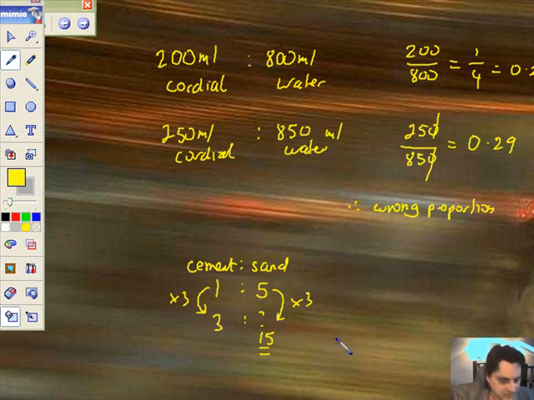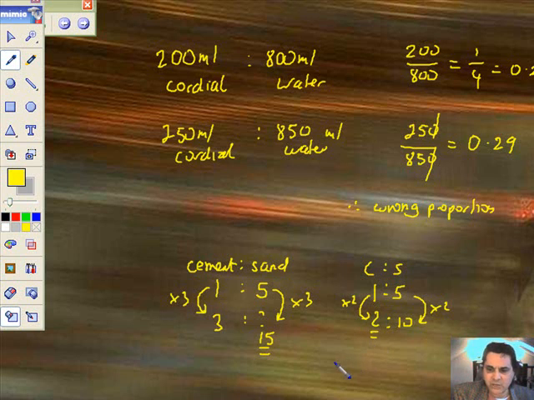3 buckets of cement. Next part, again, let's call it C and S. How many buckets of cement does he need to mix 10 buckets of sand? So 10 buckets of sand. So to get to 10 buckets of sand, I go 10. How do you get from 5 to 10? Multiply by 2. So 1 times 2 will be 2. So I need 2 buckets of cement to go with that one.